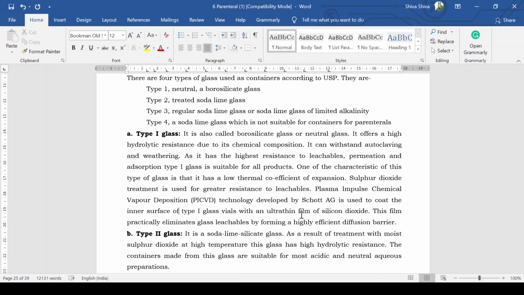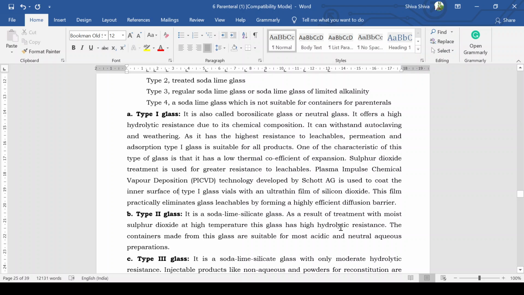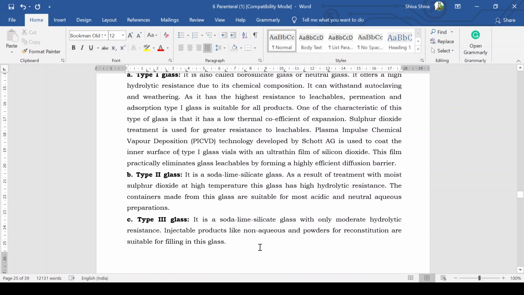Then type 2 glass. It is a soda lime silicate glass. As a result of treatment with moist sulfur dioxide at high temperature, this glass has a high hydrolytic resistance. The containers made from this glass are suitable for most acidic and neutral aqueous preparations. Then type 3 glass. It is a soda lime silicate glass with only moderate hydrolytic resistance. Injectable products like non-aqueous and powder for reconstitution are suitable for filling in this glass.